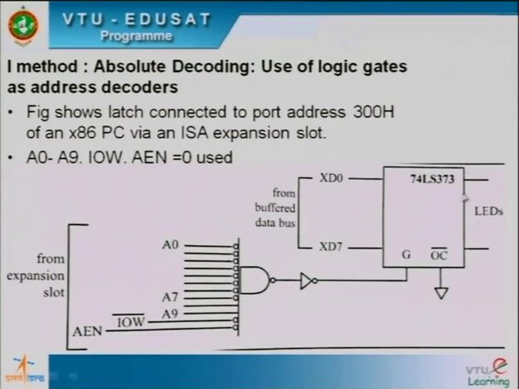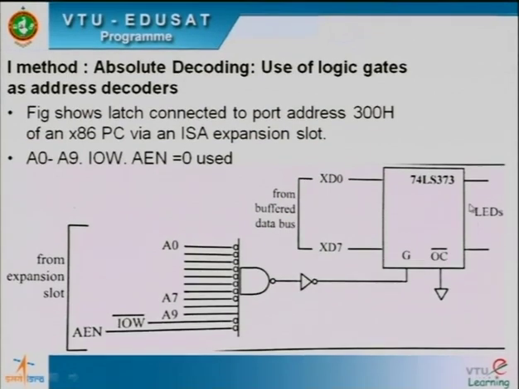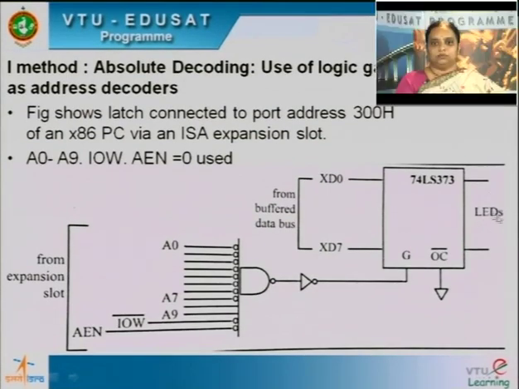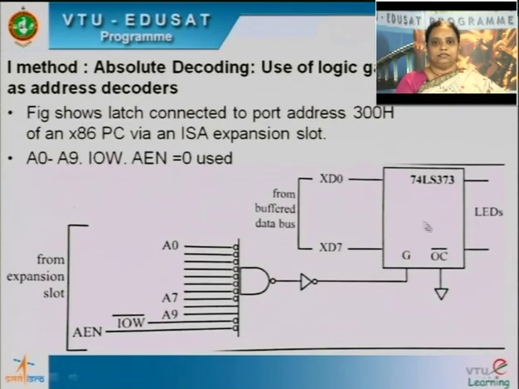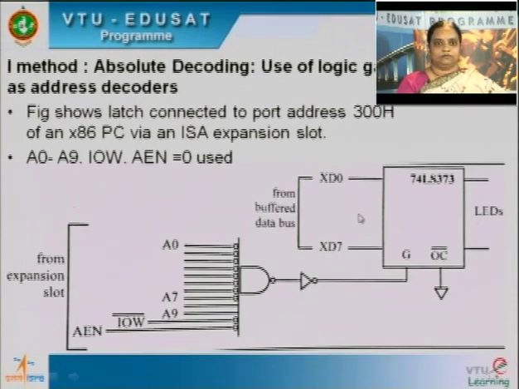We had used 373, which was a latch for driving output devices. Let us say you have an LED. To drive these LEDs we were using 373, and as we know this is unidirectional. It will just latch in the data and that will be there at the output.